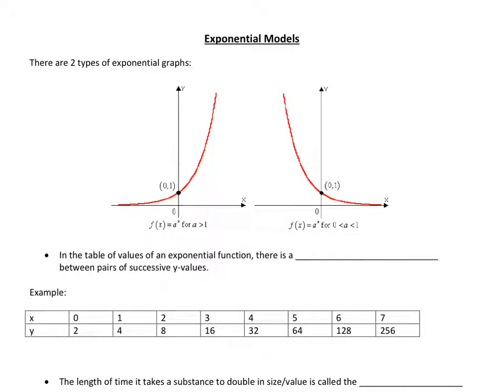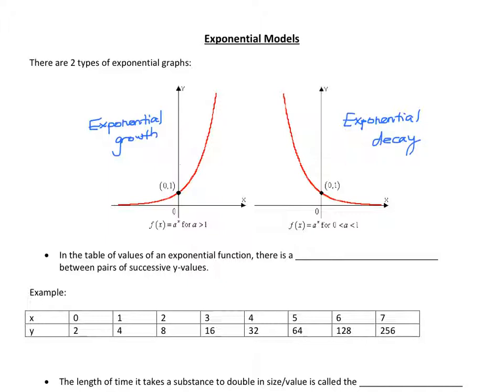Okay, in this lesson we are looking at the third type of model that we are studying in this unit, and that is the exponential model. Now there are two types of exponential graphs. An exponential graph can either increase or decrease. If the relationship is increasing, we call that type of function an exponential growth function. So this one on the left is an example of exponential growth. And if your quantity is decreasing, then we call that an exponential decay function.